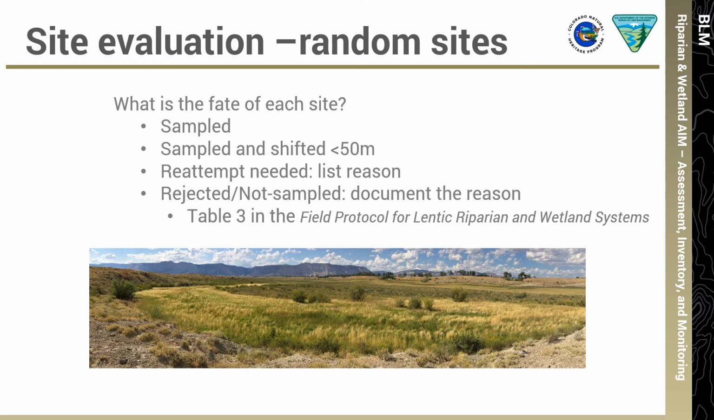The plot was not able to be sampled during the initial visit, but it could be sampled at a later time, and then the reason would need to be listed. So you'd list the reason. Or the plot may be rejected and not sampled. Then the reason would need to be documented. See Table 3 in the Field Protocol for Lentic Riparian and Wetland Systems. It covers site evaluation, general site statuses, and specific reasons for unsuccessful outcomes of a sample location.